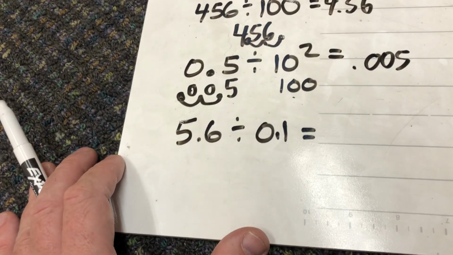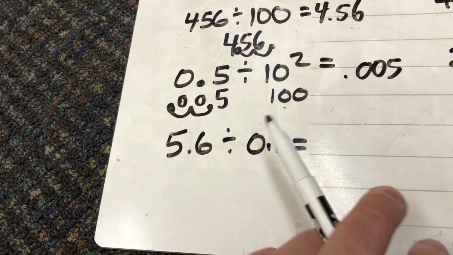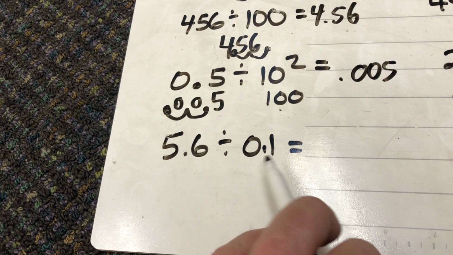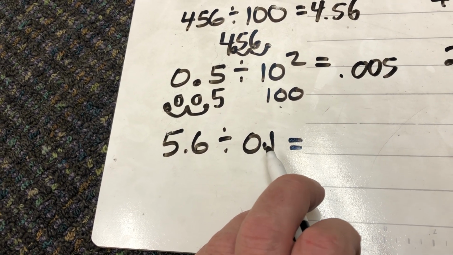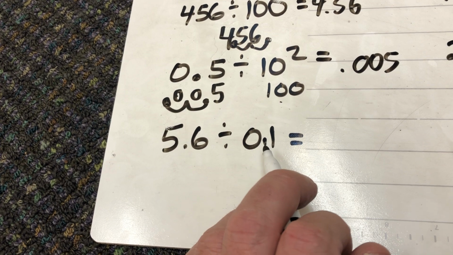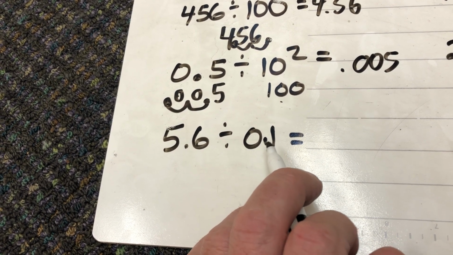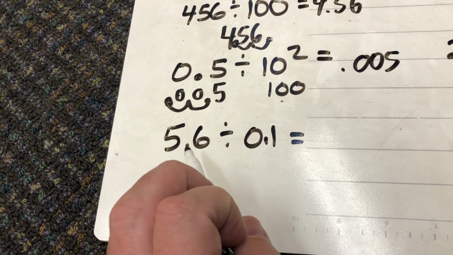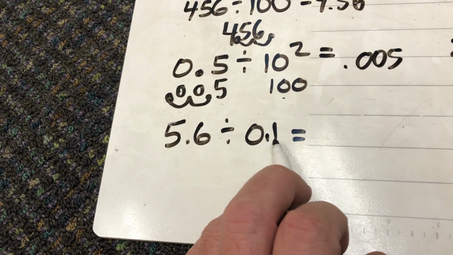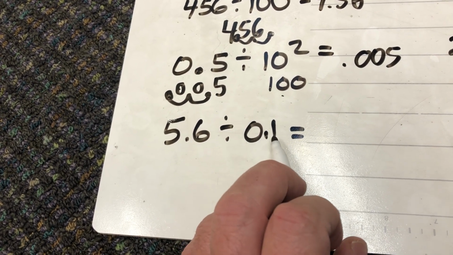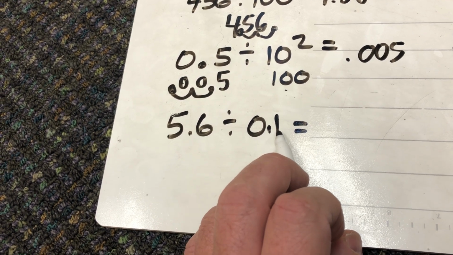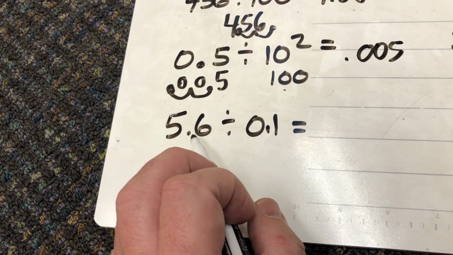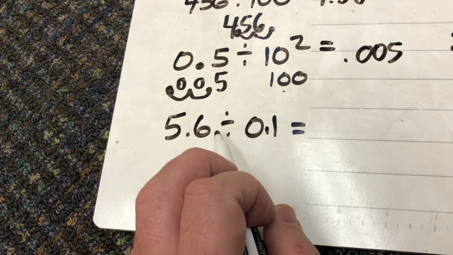All right, 5 6/10 divided by 0.1. Now this is 1/10. Now I have numbers less than 1. Now when I'm dividing by numbers less than 1, that means that this number is actually going to get bigger. So when I divide this by 1/10, there is one digit after the decimal, which means I'm going to move the decimal one place to the right.